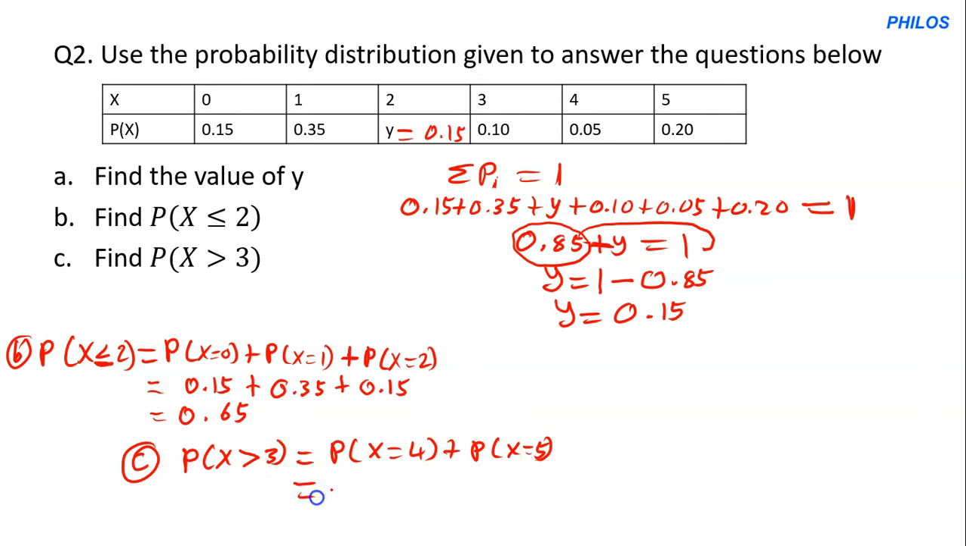So what is the probability that x is exactly 4? It's 0.05, plus the probability that x will be exactly 5, which is 0.20. So 0.05 plus 0.20 will give us 0.25. So the probability that x will be greater than 3 will be 0.25. So let's proceed to the next question.